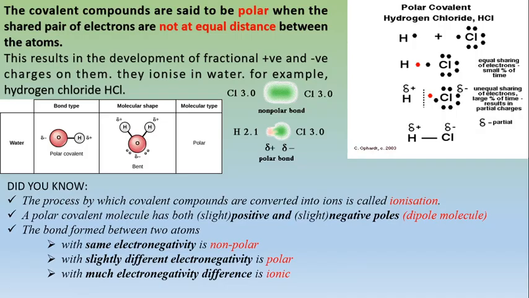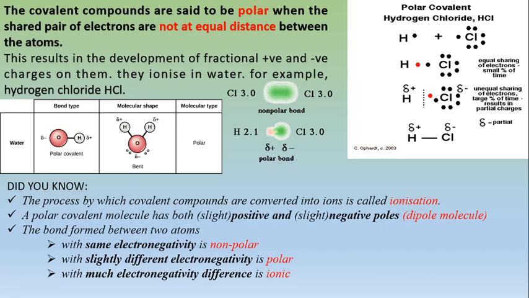Okay. Then covalent compounds are said to be polar when the shared pair of electrons is not at equal distance between the atoms. So a compound is a polar covalent compound only when the electron distance is not equal. This results in the development of fractional positive and negative charges on them. They ionize in water. For example, hydrogen chloride.